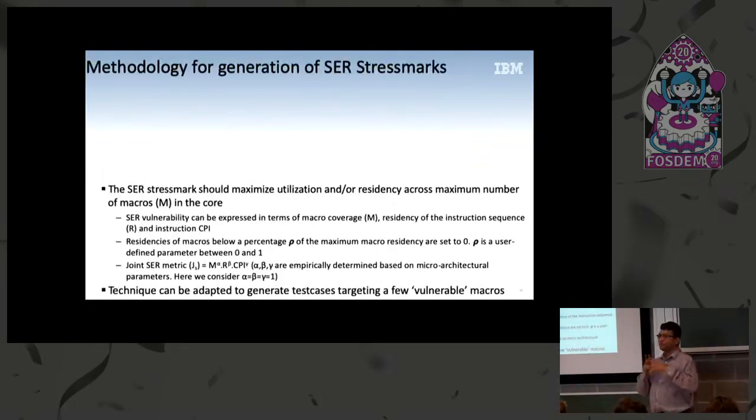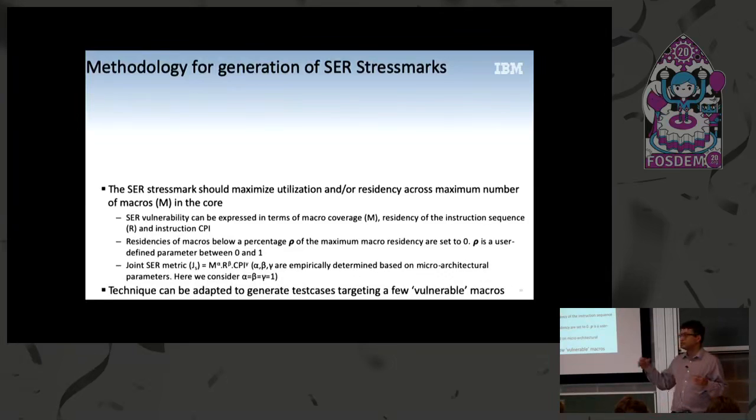So as an overview of the exact methodology for generation of the stress marks, the basic idea for the software stress mark is one that minimizes the derating or maximizes the exposure of a bit flip error. And this would happen when a maximum number of macros are vulnerable predominantly through the execution. So for example, if you have a bunch of macros that have high degrees of residency across their latches, as opposed to a few macros with the residency concentrated only on a few latches, the former would be much more vulnerable.